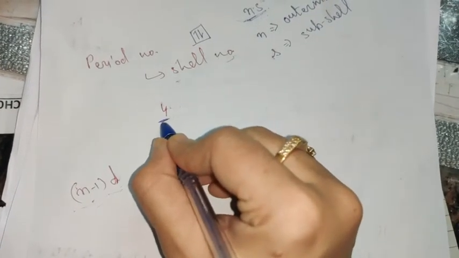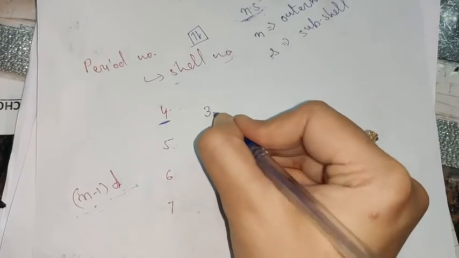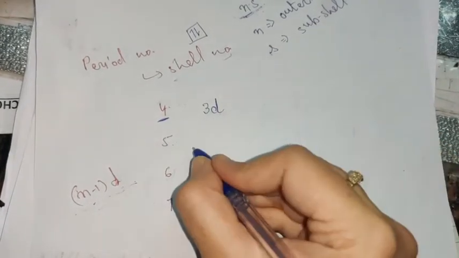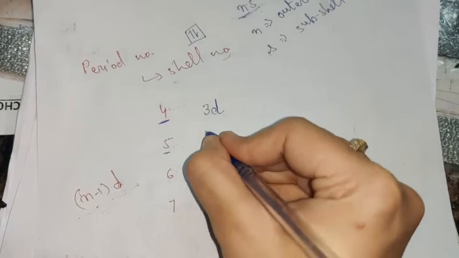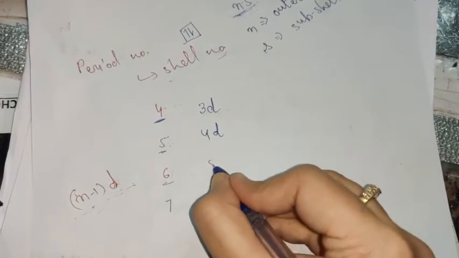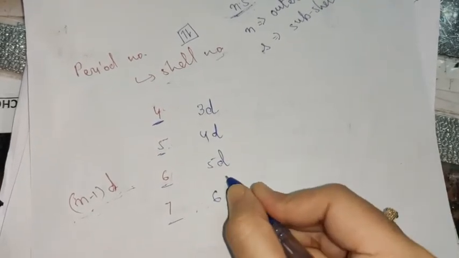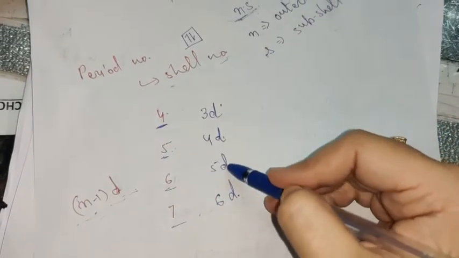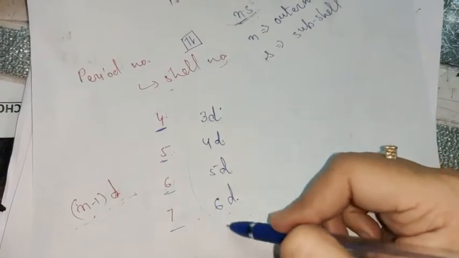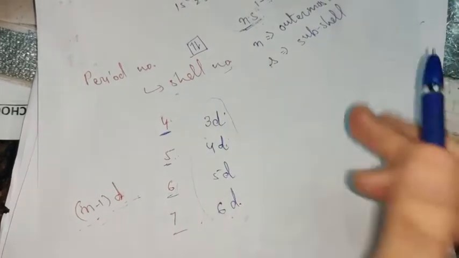So (n-1)d subshell means when you are in the 4th period, the d subshell will be 3d. When you are in the 5th, it will be 4d. And in the 6th, it will be 5d. And 7th, it will be 6d. So 3d, 4d, 5d and 6d. These are the 4 transition series. Right? I hope it is clear now.